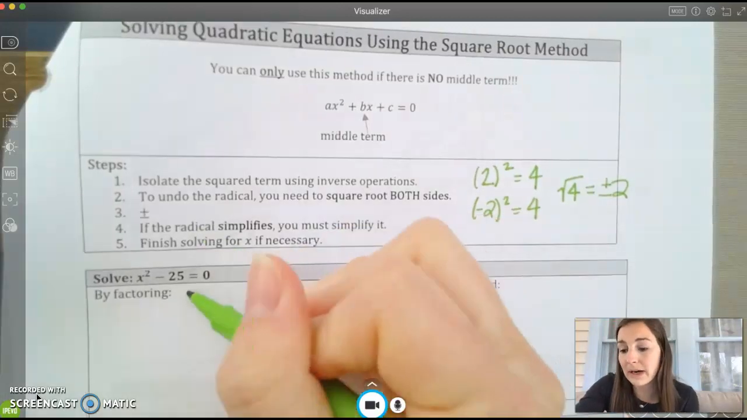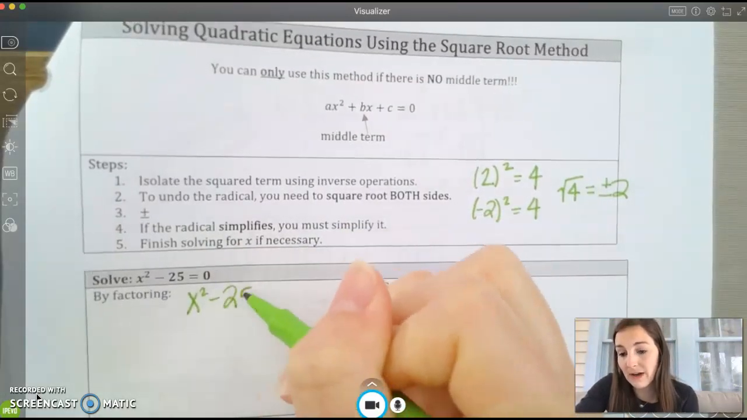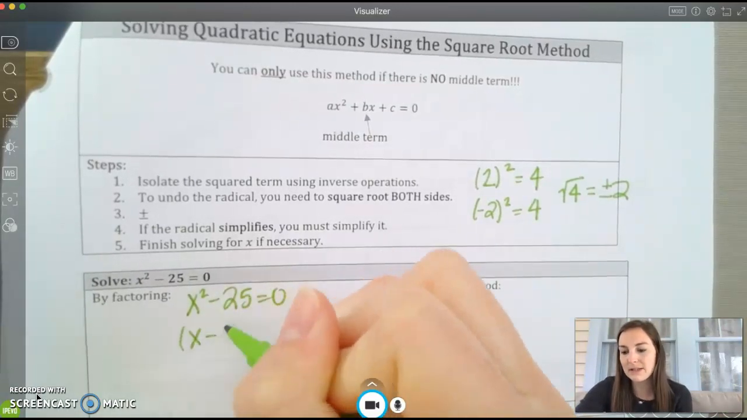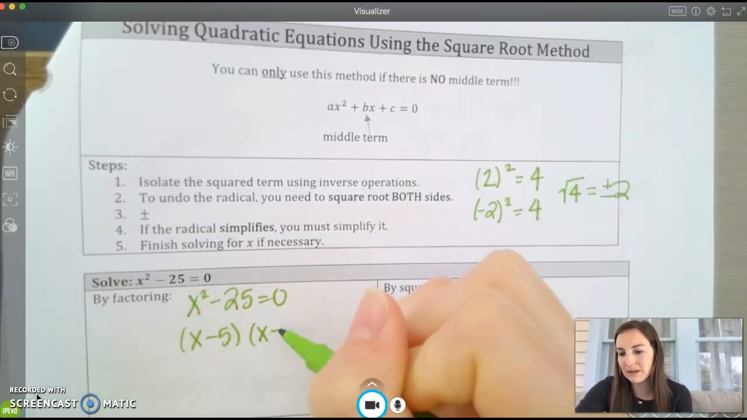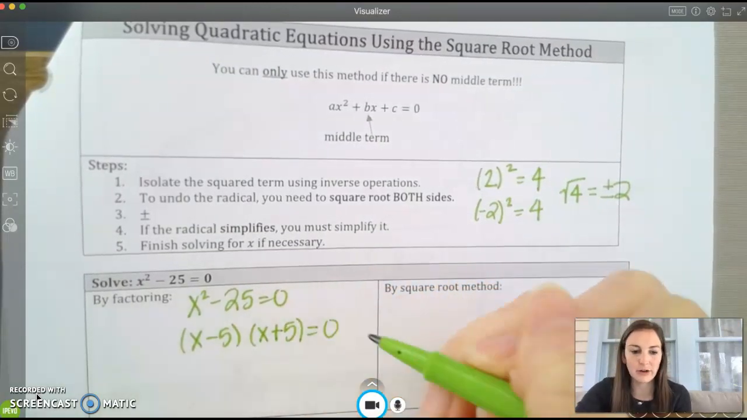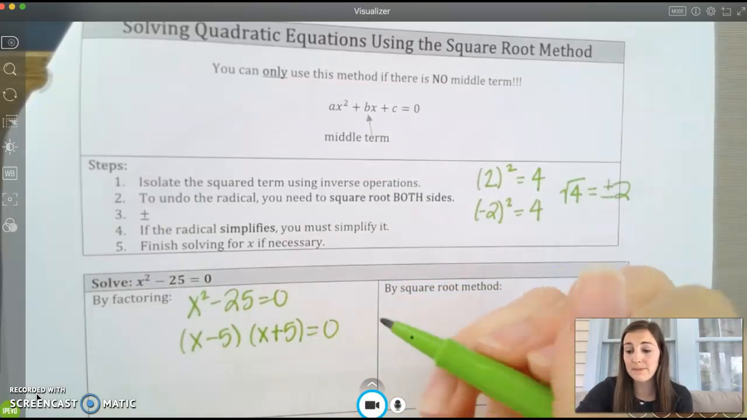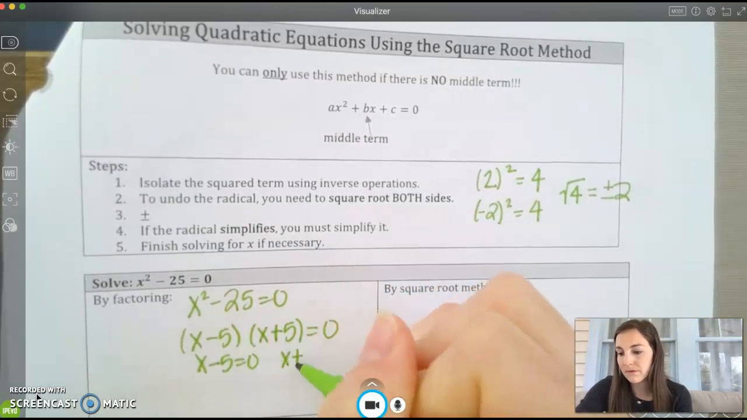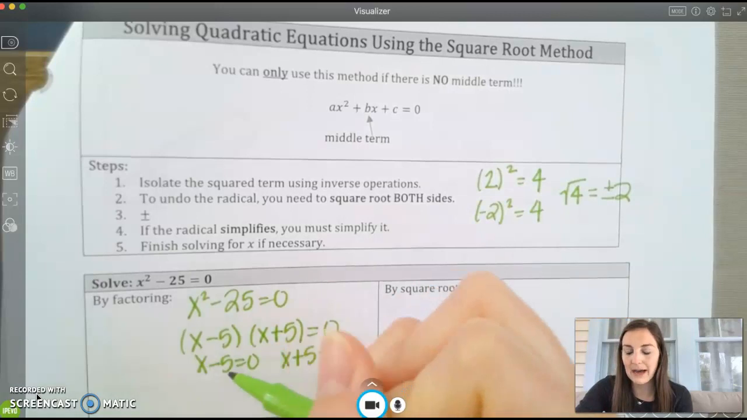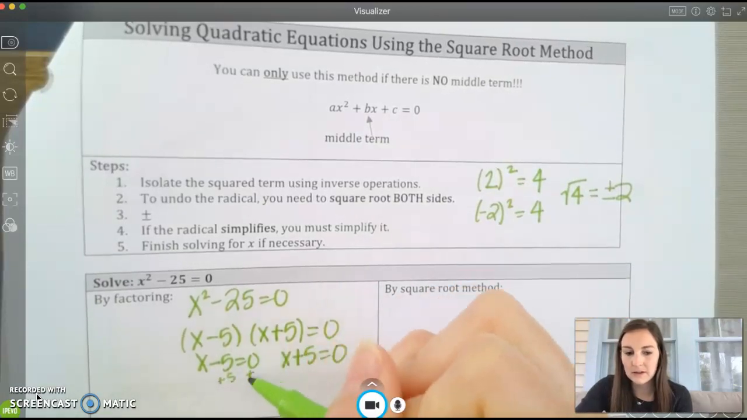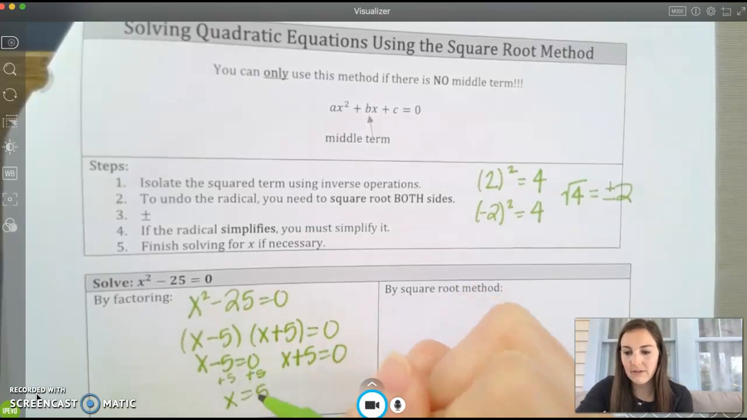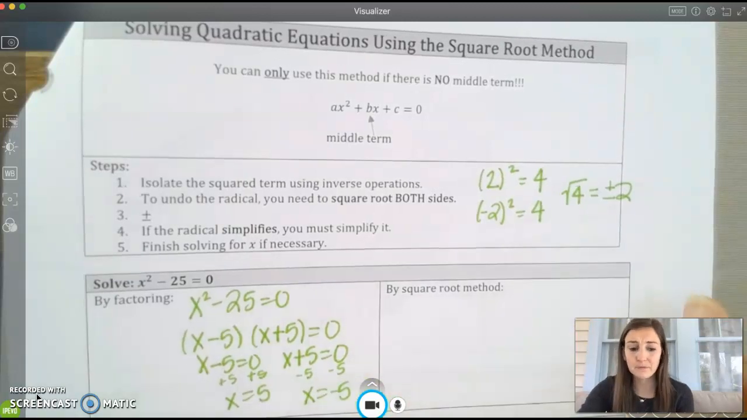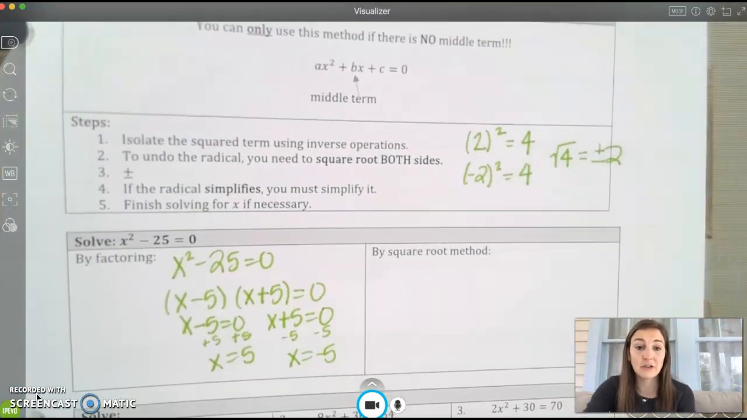So we have x squared minus 25 equals 0. Let's think about factoring this. If we factored this, we'd have x minus 5 and x plus 5 equals 0, because it's a difference of 2 squares. Then we can set each of these equal to 0. We add 5 to get x equals 5, and we subtract 5, which gives us x equals negative 5. So that is using the factoring method from last week.